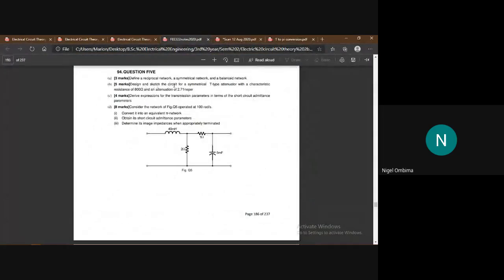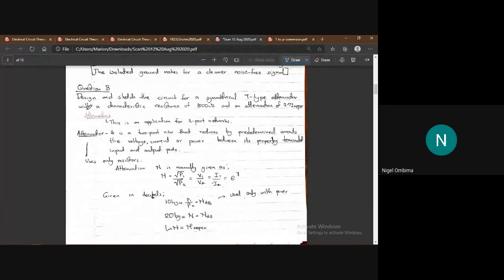Question B. Design and sketch the circuit for a symmetrical T-type attenuator with a characteristic resistance of 800 ohms and an attenuation of 2.71 nepers. Okay, this is it.